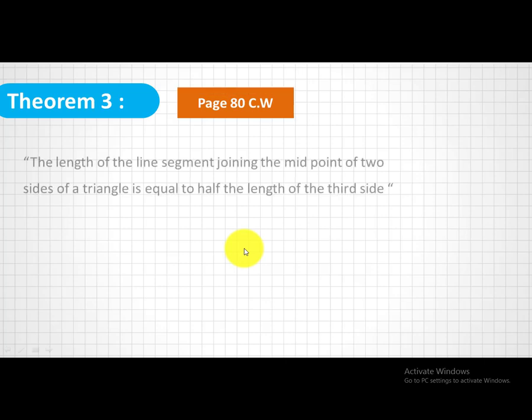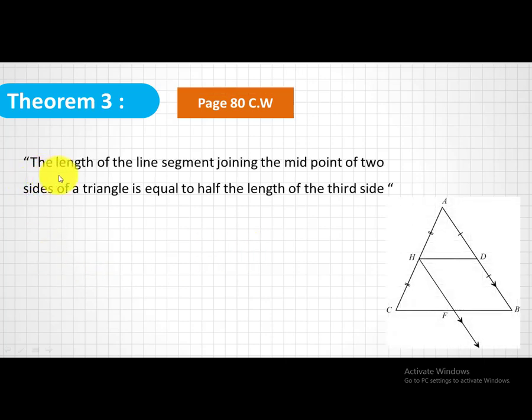Theorem 3, classwork page number 80. The length of the line segment joining the midpoints of two sides of a triangle is equal to half the length of the third side. Means what? The length of line segment, like DH, joins the midpoints of two sides, point H and point D, two midpoints of two sides of a triangle, is equal to half the length of the third side. Means line segment HD equals half line segment CB.